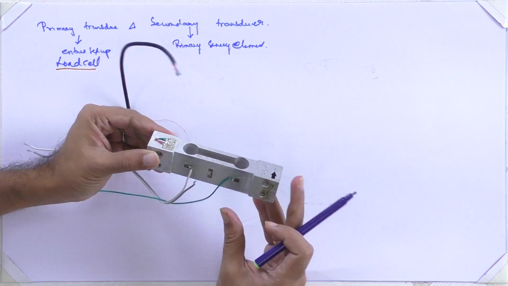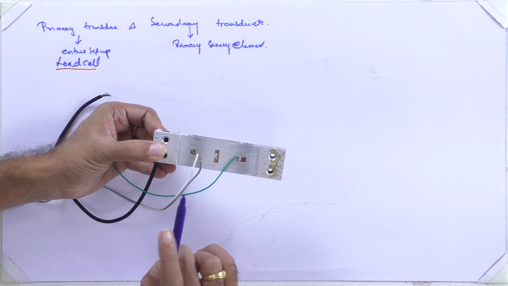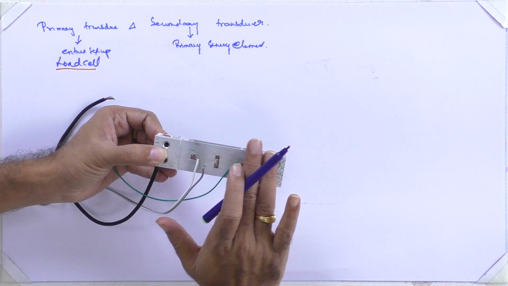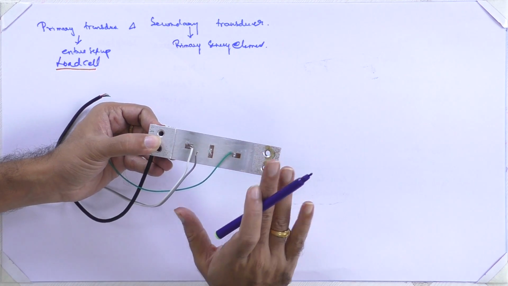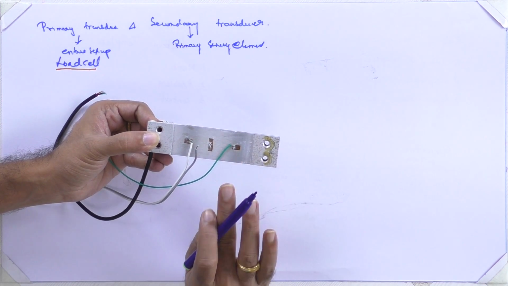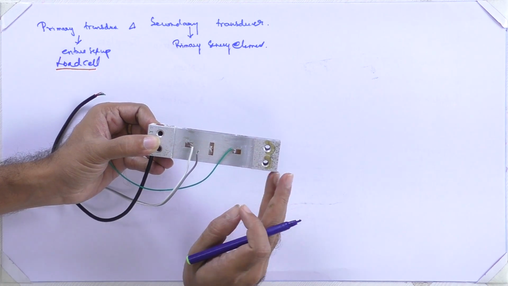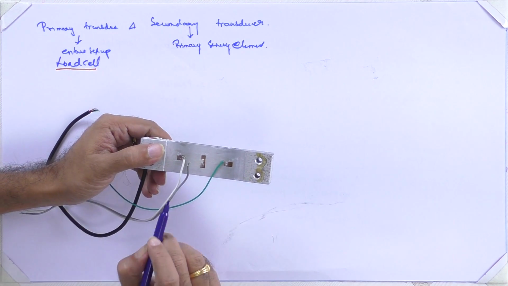This entire setup is called a load cell, and inside the load cell they will be covering all these places with polythene or polymer materials, and none of these primary sensing elements will be visible to the human eye. And I have just removed it for the demonstration purpose.